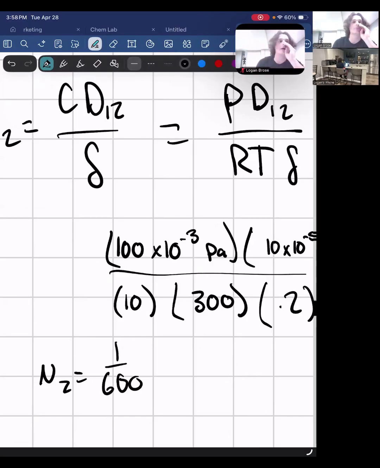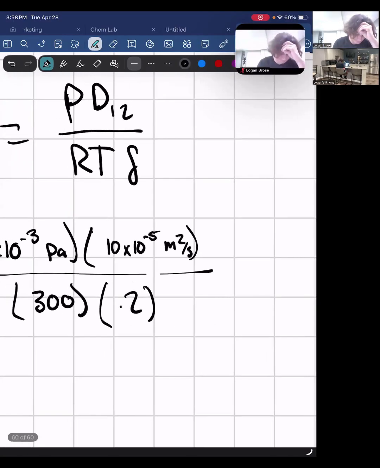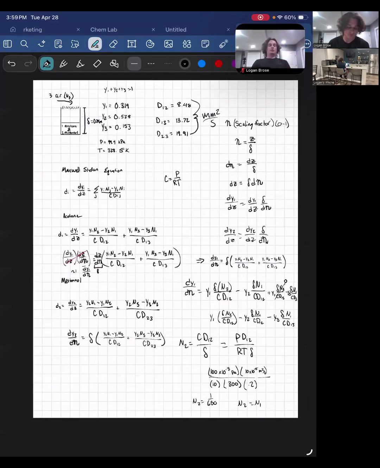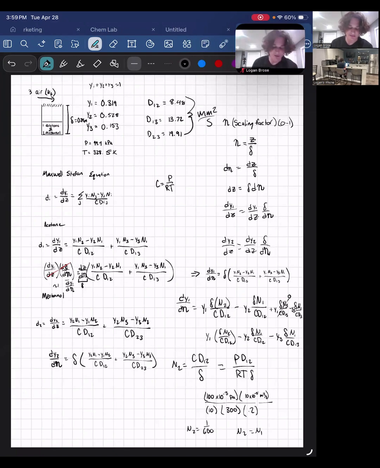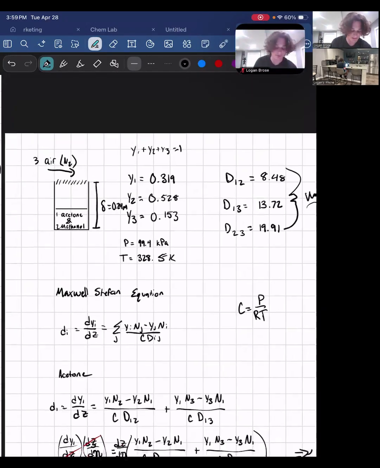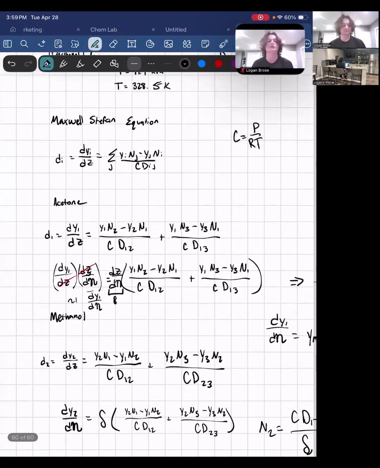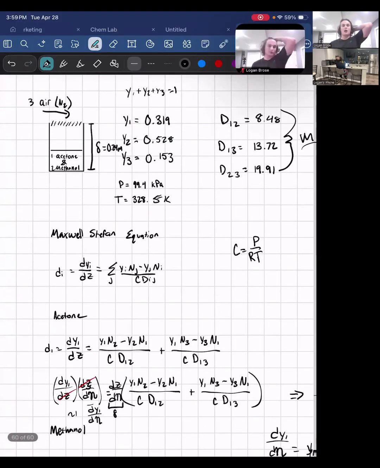And we can assume that N2 equals N1 because they're about the same. So with that initial guess, I'll move on to doing this in Excel, and we'll just be solving this initial problem up here with our initial guess that we found using Maxwell's equation. Right, so I will switch over to Excel.